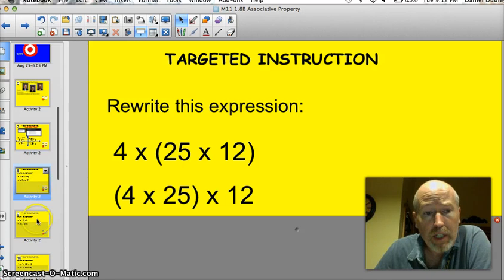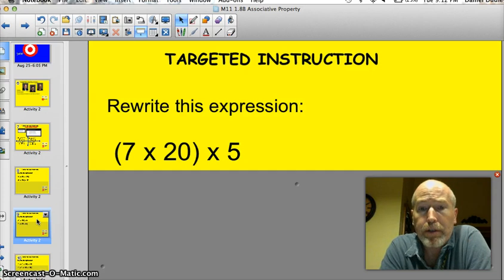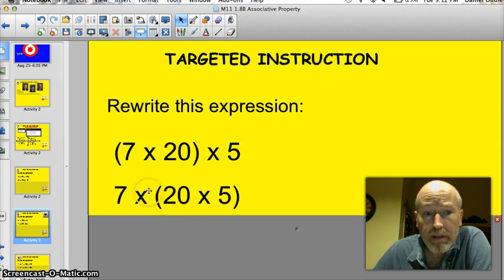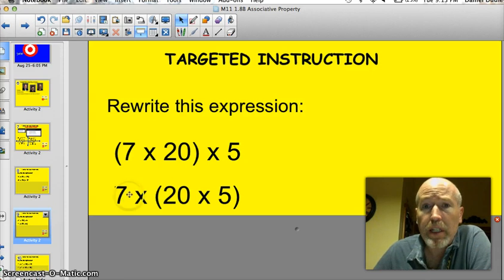All right, here we go. Next one. Rewrite this expression. Why don't you try this one on your own? See if you can rewrite it using the associative property. Hey, I'm back. Did you keep the numbers in the same order? Did you just move the parentheses? If you did, it should look like this. Numbers are still 7, 20, 5. All I did was move this around. Here, I would have done 7 times 20, which I can do. That's 140, but I don't know what 140 times 5 is. I'd have to really think about that. But here, 20 times 5 I know is 100, times 7. Moving those parentheses around makes it easier to solve the problems too.